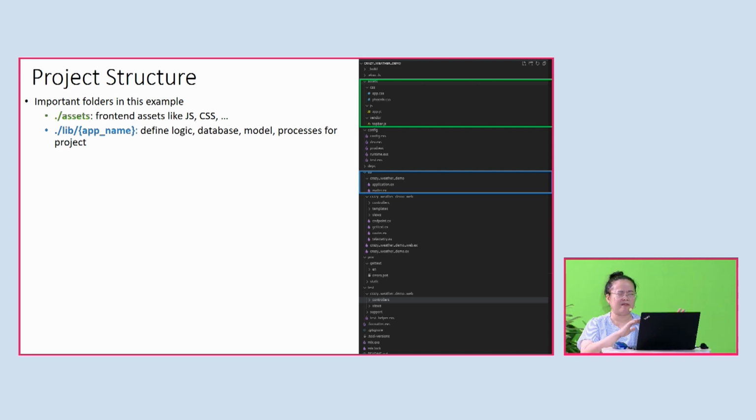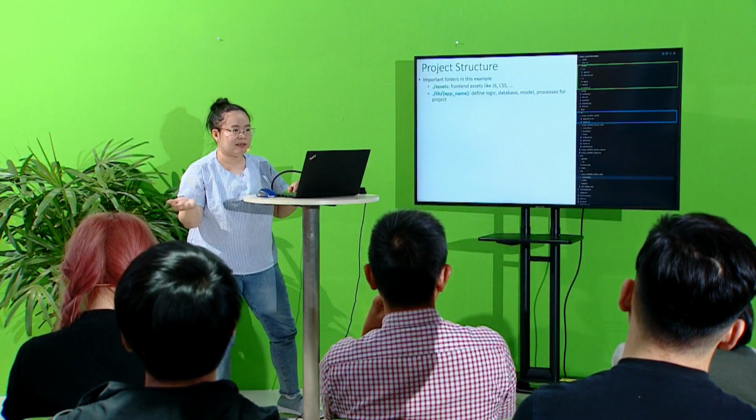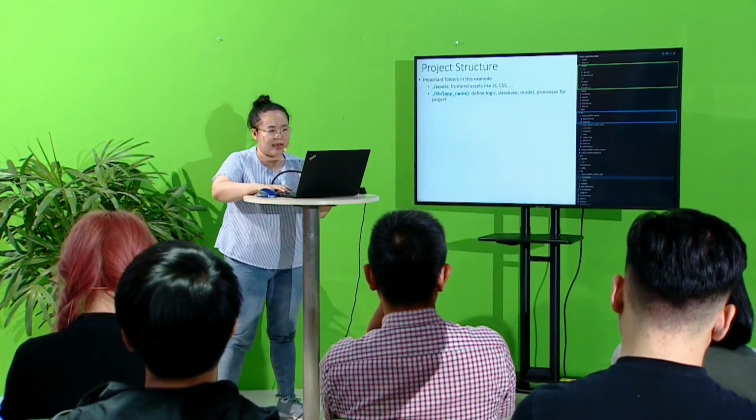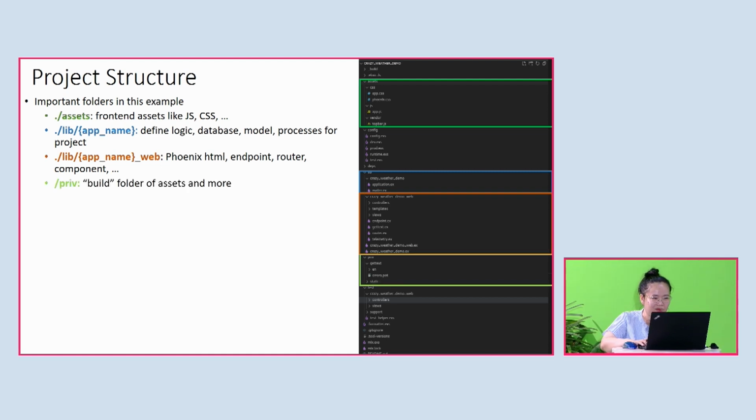It's built on the idea of MVC, model view controller. So with this folder, we define everything related to the model and the database connection. And the important folder is the underscore web folder, where we have the Phoenix endpoint, router, components, controller, HTML, templates, everything required to run it. And we have the priv folder there. Does anyone know what priv stands for? Private?